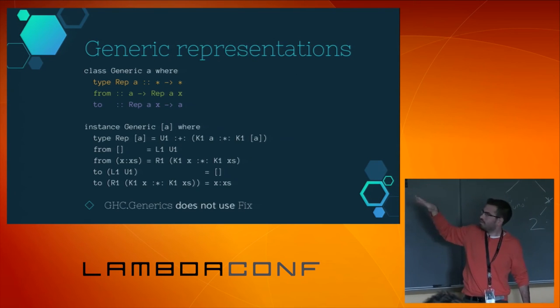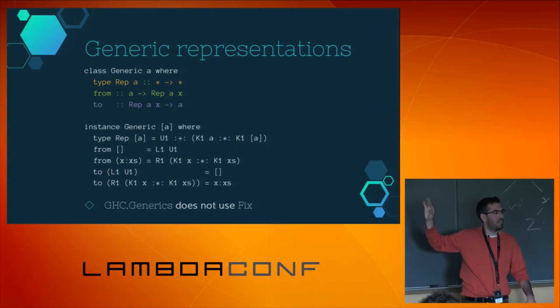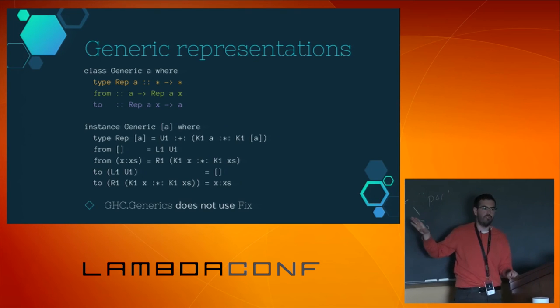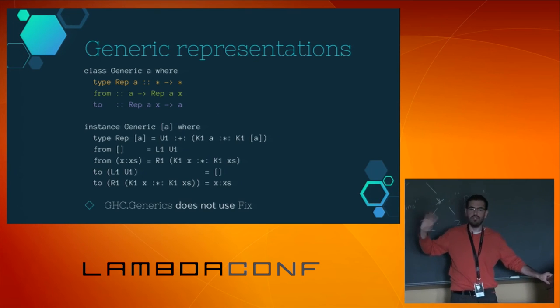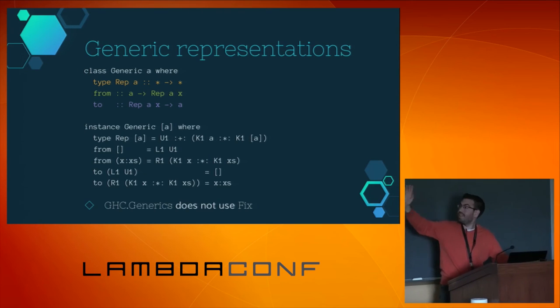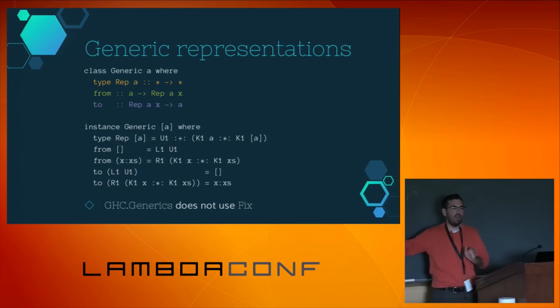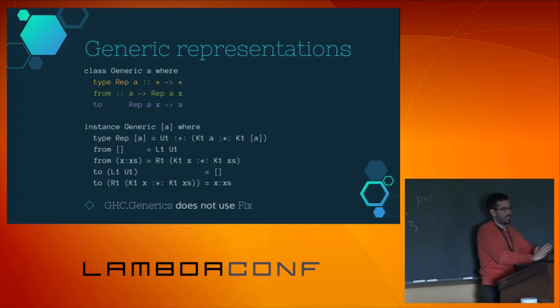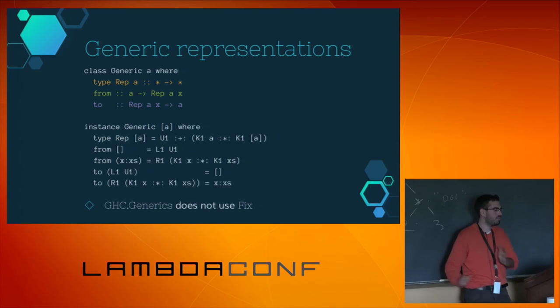Why you do this is just a small difference in style. I think that the other one is a clearer style, but this one is a bit more performant. So you want to lose some of your performance, but maybe not all of it. And then you have to tell me how you move from nil and cons to the generic representation and the other way around.